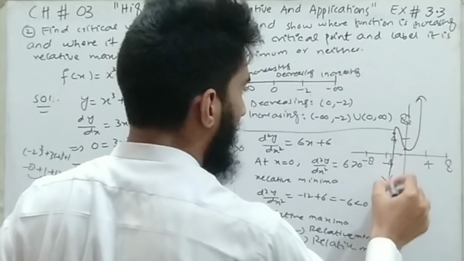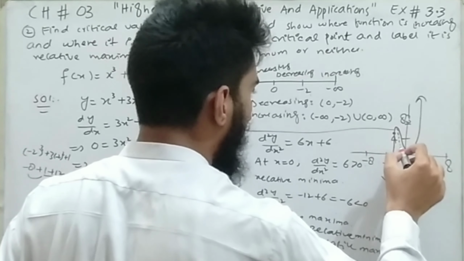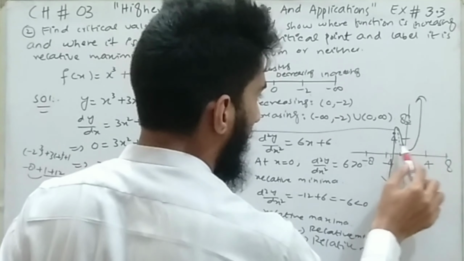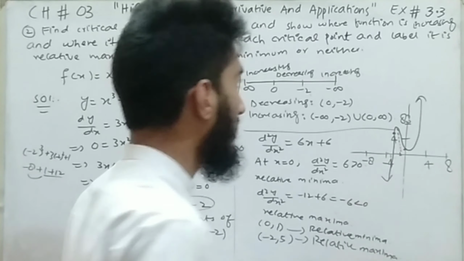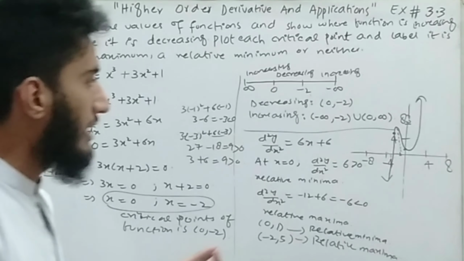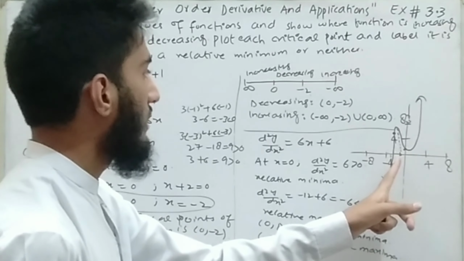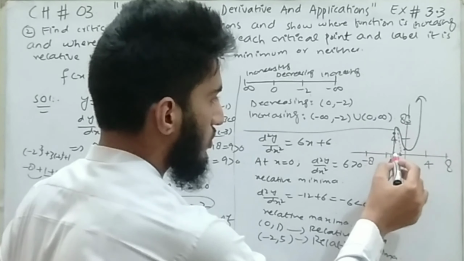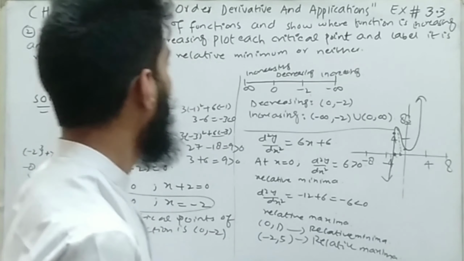So this is actually the graph which is passing through minus 4, minus 3, minus 2, and over here passing through 2. So this is actually the graph. These are the critical values. The critical values are 0 and minus 2. Over here we have 0, and over here we have minus 2. So this is actually passing through minus 2. So this is actually the graph for question number 2.